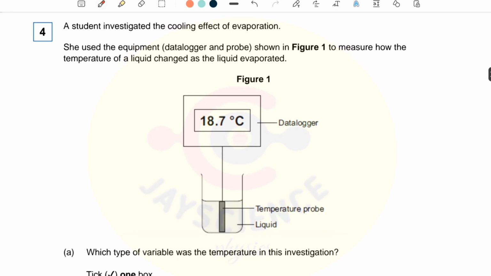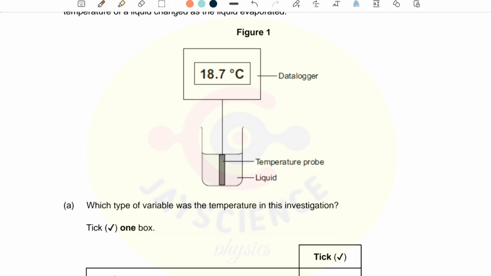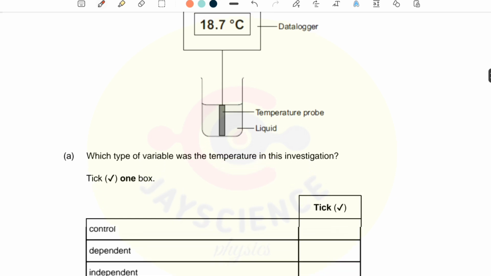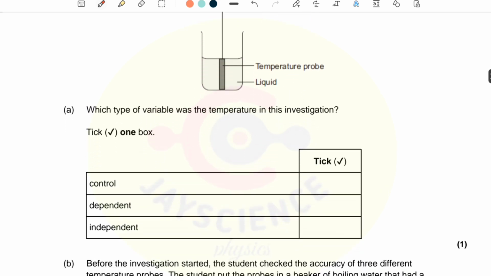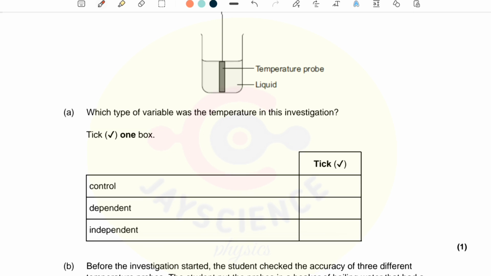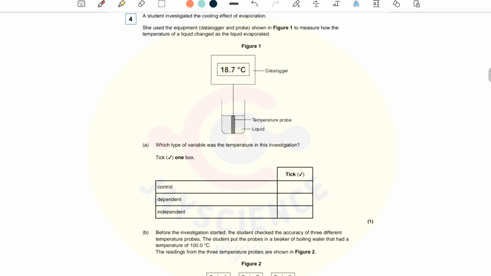Question 4. A student investigated the cooling effect of evaporation. She used the equipment, data logger and probe, shown in Fig 1 to measure how the temperature of a liquid changed as the liquid evaporated. So you have the data logger, you have the temperature probe, and all of those things. Which type of variable was the temperature in this investigation?